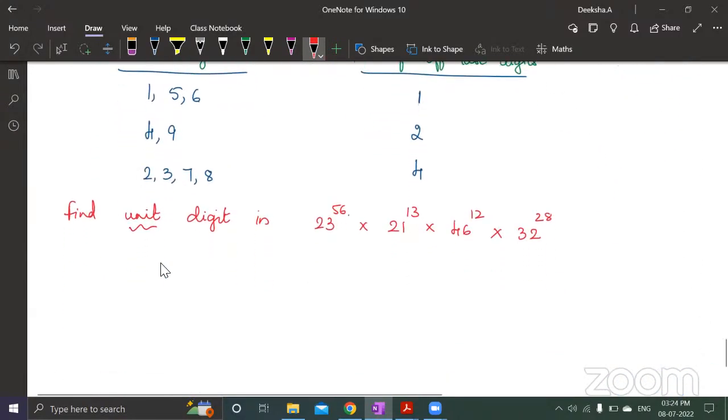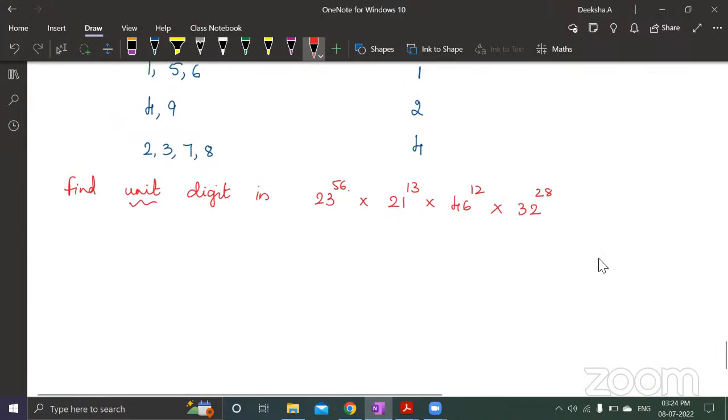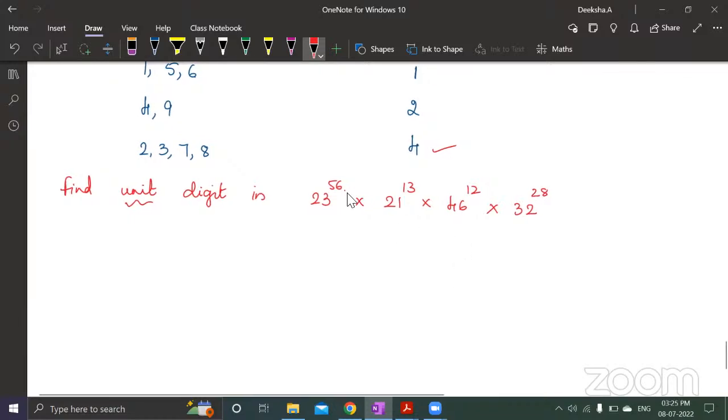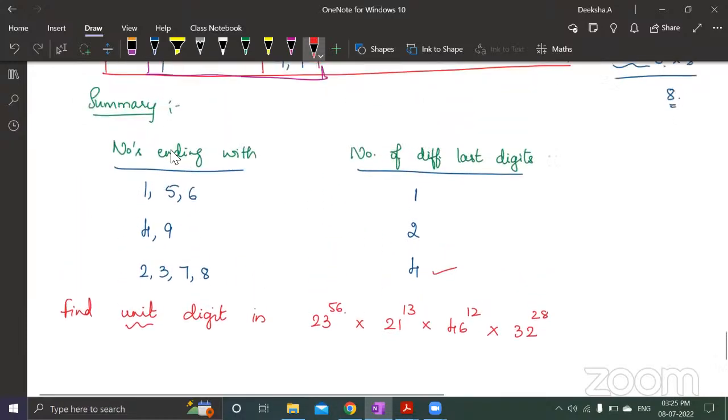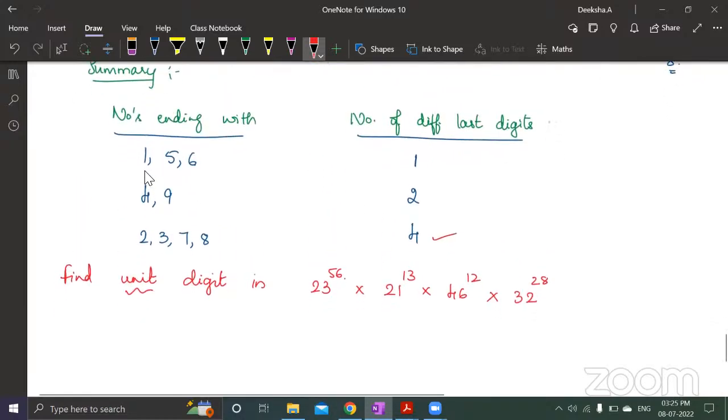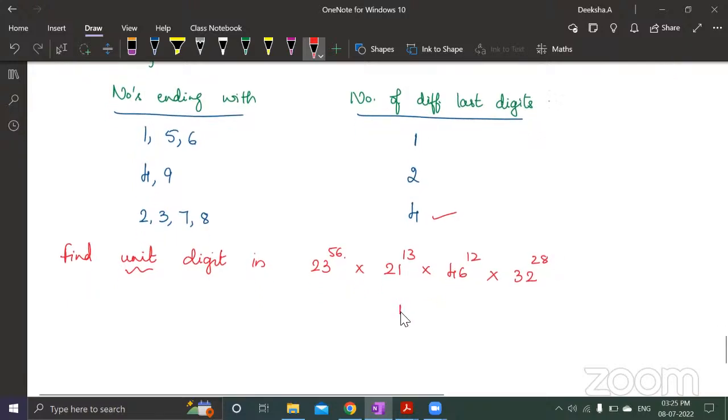Now, how are we going to use these concepts that we have learned, whatever we have summarized, to solve this question? If a number is ending with 3, how many last digits will it have? 4 different last digits are possible, and I have to guess the last digit of this one. And here 21 power 13, a number ending with 1, whatever the power, the last digit is 1 only, which is itself. So here the last digit is 1.